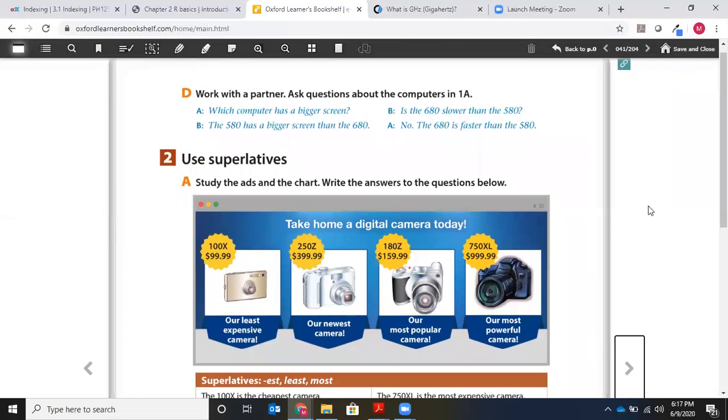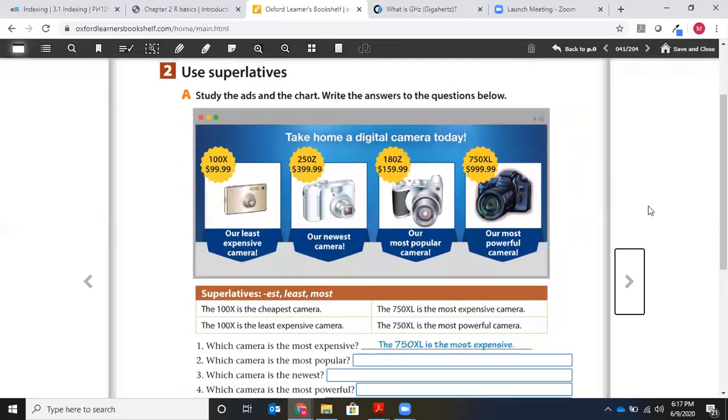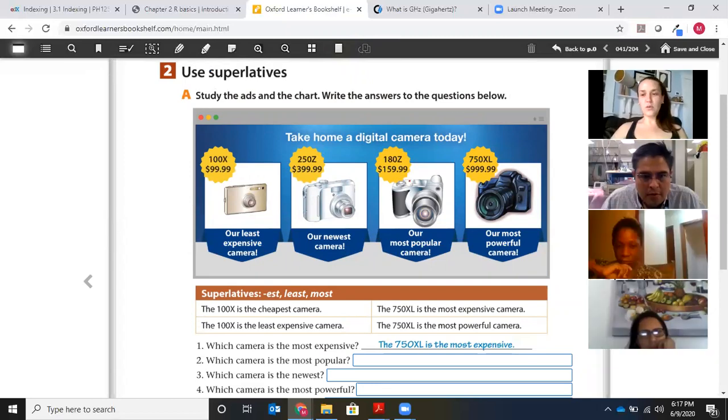And we already went through that, so we'll go on down here to superlatives. All right. So who knows what superlatives are? Have you guys ever heard that word before? No. Superlatives. Oh, superlatives, it's bigger or maximum. Yeah, right? So which one's like more than? Which one's the most than?